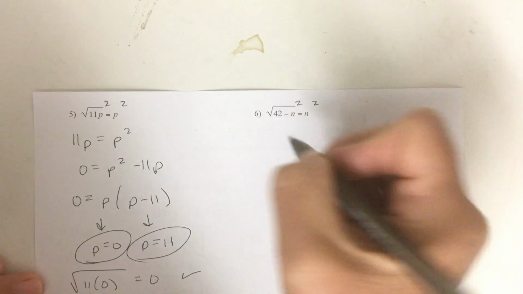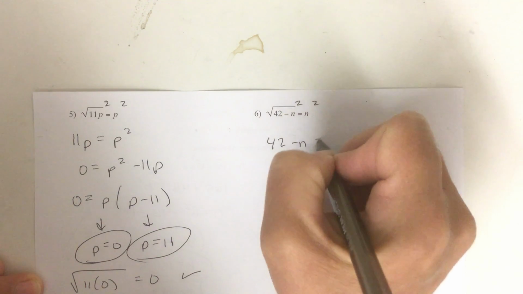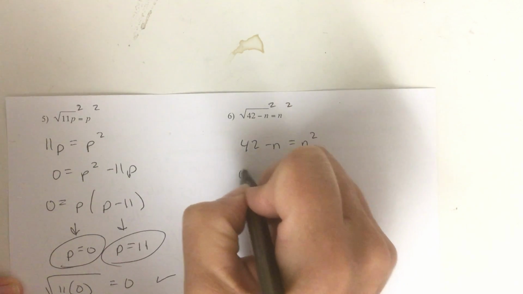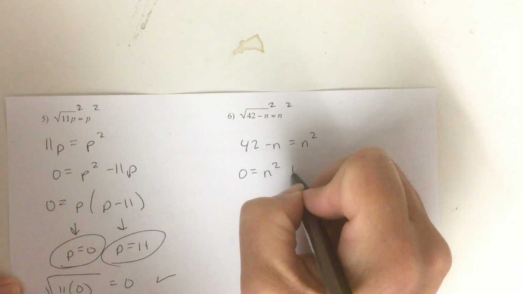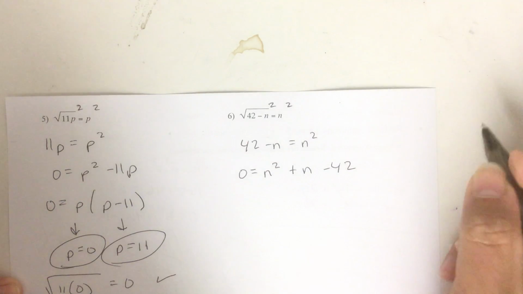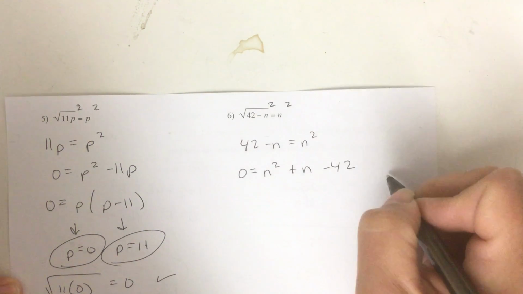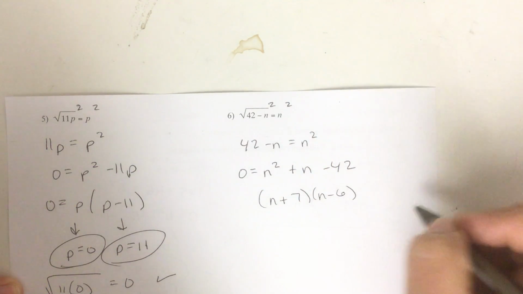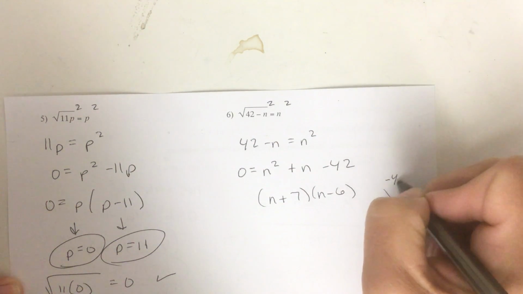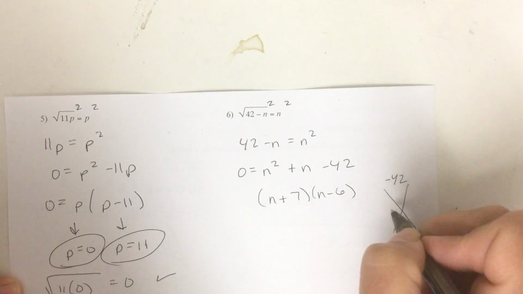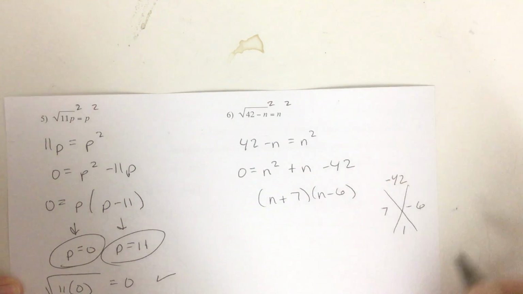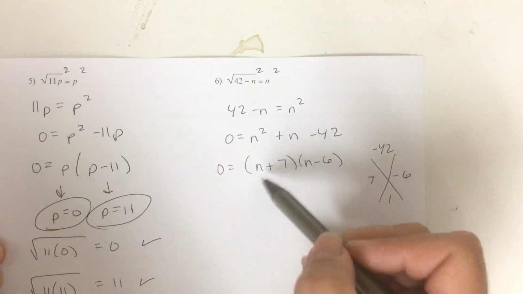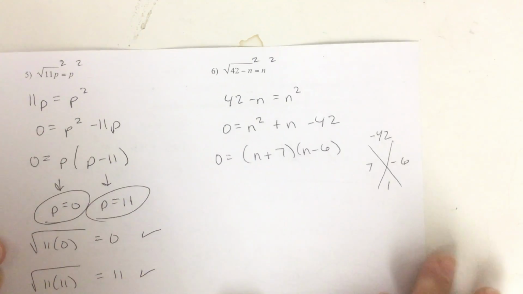Square both sides here. You get 42 minus n is equal to n squared. Move everything over to the squared term. 0 is equal to n squared plus n minus 42. I can tell that's going to factor into n plus 7 and n minus 6. If you do your x, you have a negative 42 there and a positive 1 there. So you need a positive 7 and a negative 6. So if you practice factoring, you'll get to where you can do this without drawing the x.